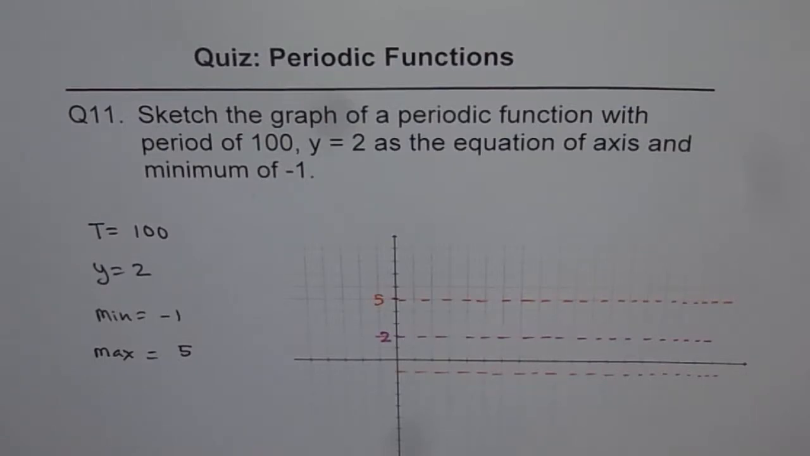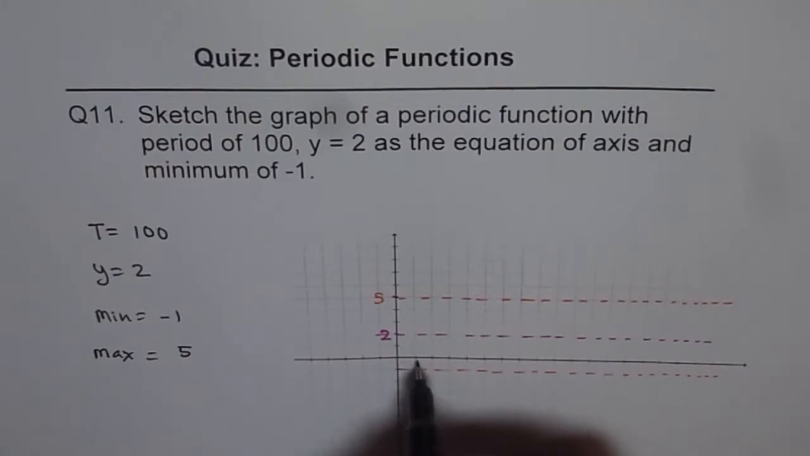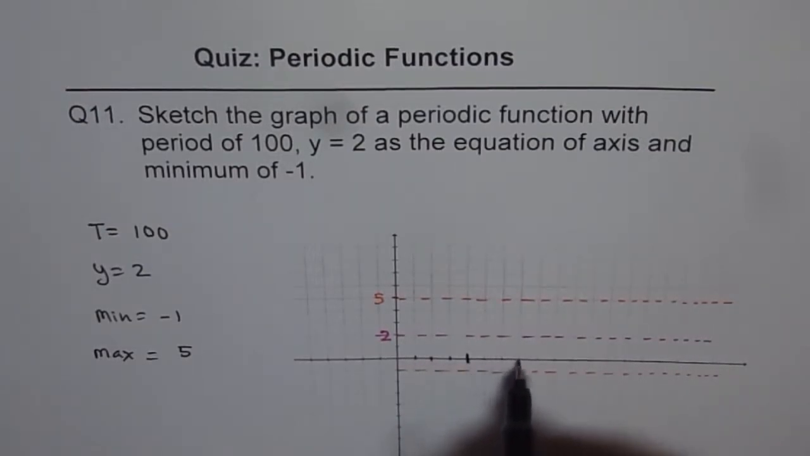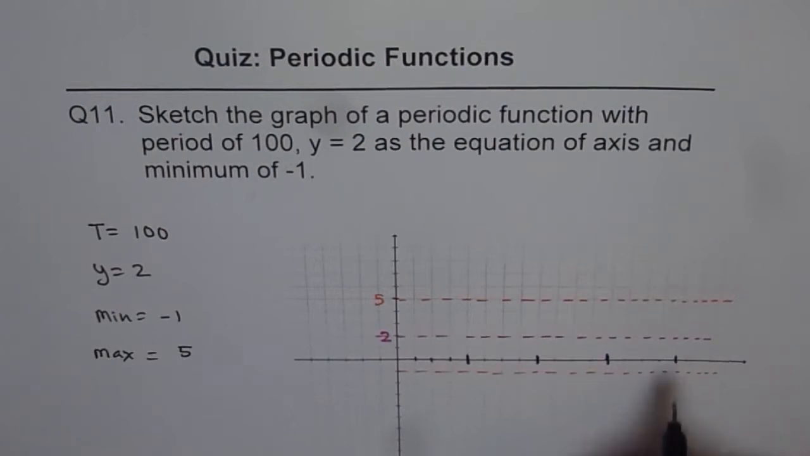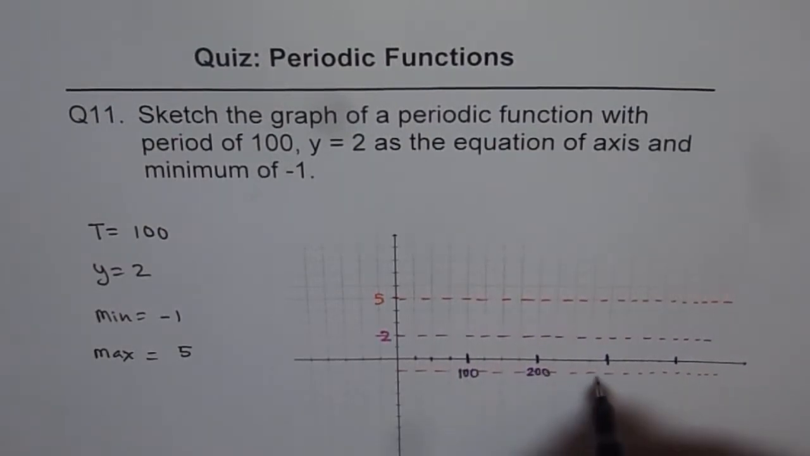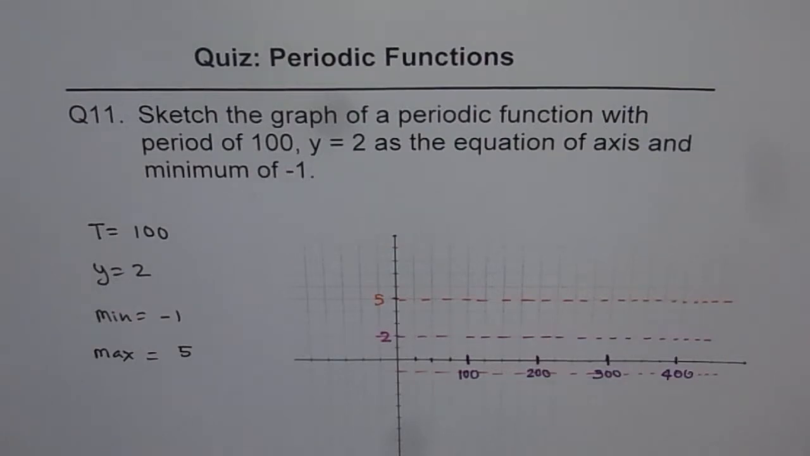Now, time period is 100. So we can have these divisions by 25s, for example. So it is 25, 50, 75, 100. So that becomes 100 for us. So every fourth division is 100. So 1, 2, 3, 4. That becomes 200. 1, 2, 3, 4. That is 300. 1, 2, 3, 4. 400, right? So we'll write hundreds: 200, 300, and 400. So that is how we could do it.